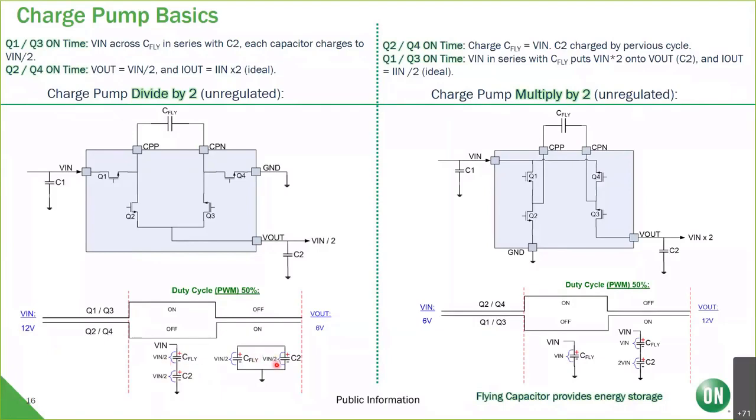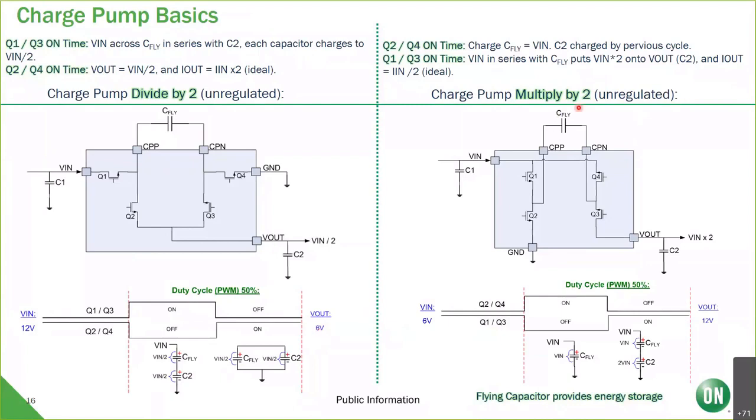And so now you have a 6-volt output, but you also have twice the current, right? You have twice the input current because you've divided the voltage in half. That's an ideal scenario, of course. There are some power losses, so it's not exactly twice, but when you cut the voltage in half, you double the current.